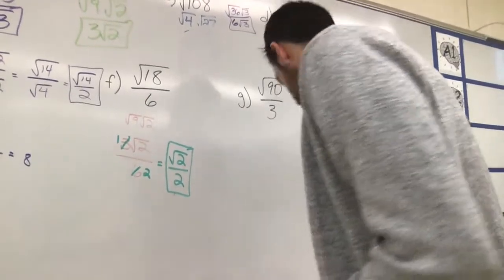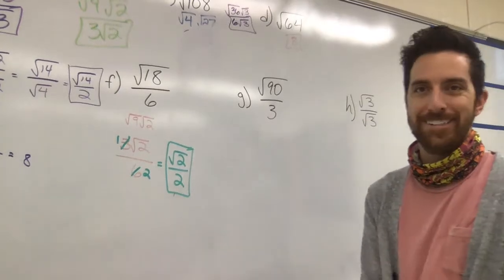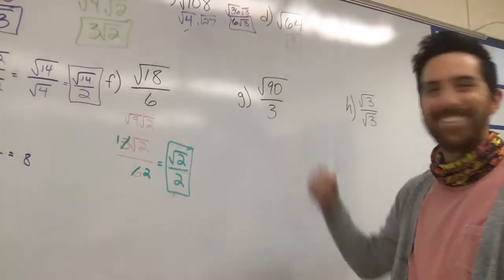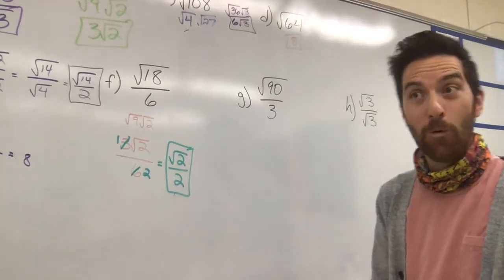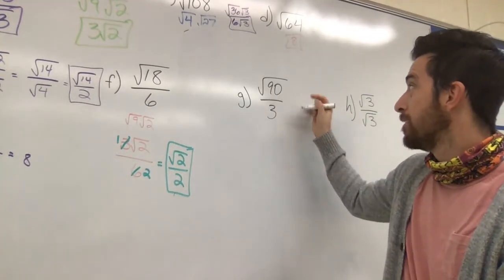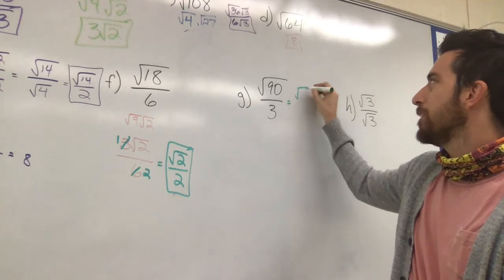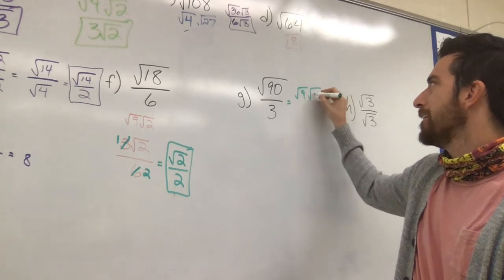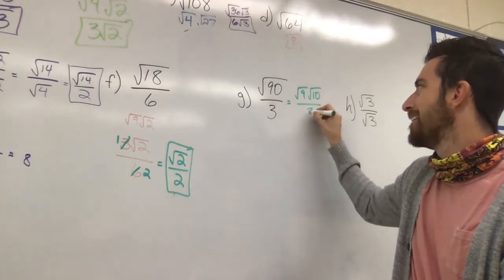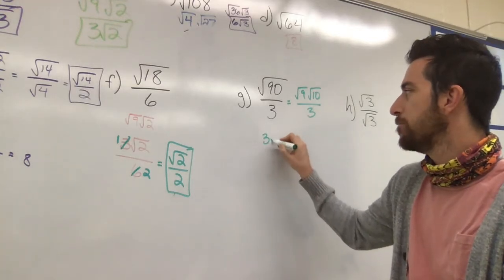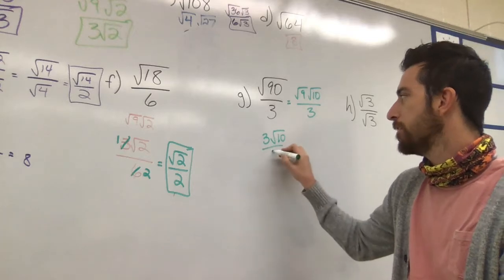Root 90 over 3. Fantastic. No radical in the denominator, no perfect square. Oh, 90. We know that's 9 times 10, and I know that 9 is a perfect square. The square root of 9 is 3, so we'd have 3 root 10 over 3.